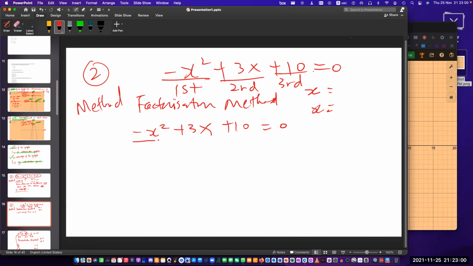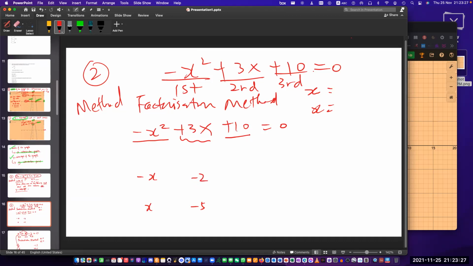How do you get minus x squared? The only possibility is minus x, and then of course x. Then of course the next step is how you can get plus 10, right? How do you get plus 10? There are a few possibilities, but there is only one possibility that can give you plus 3x. You can test it out, but I will just give you the answer.